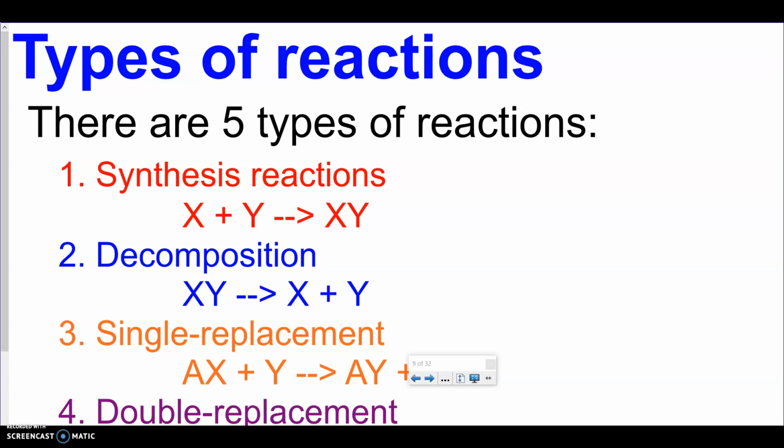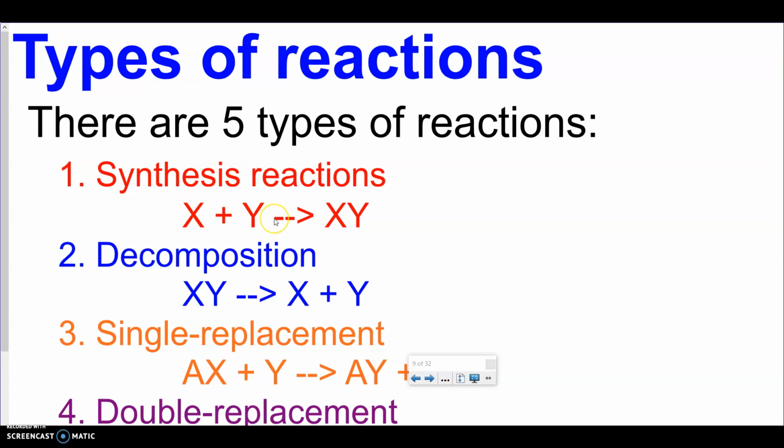So, starting out, we have 5 types. Those 5 types are synthesis, decomposition, single replacement, double replacement, and combustion. And we're going to be looking at all 5 of those pretty quickly here. Synthesis reactions are exactly what they sound like. So the word synthesize or synthesis means to make. So if we notice this reaction, this is kind of our guideline for what a synthesis reaction looks like.